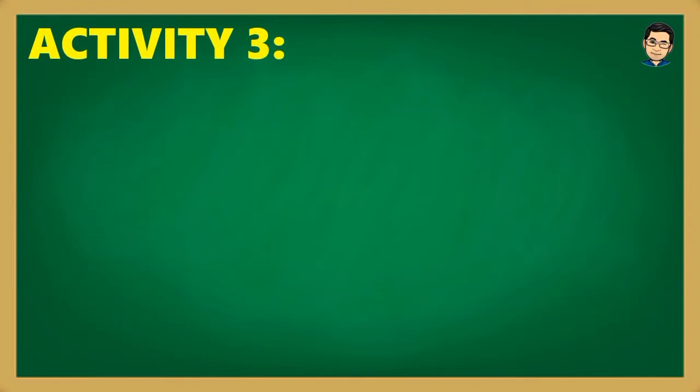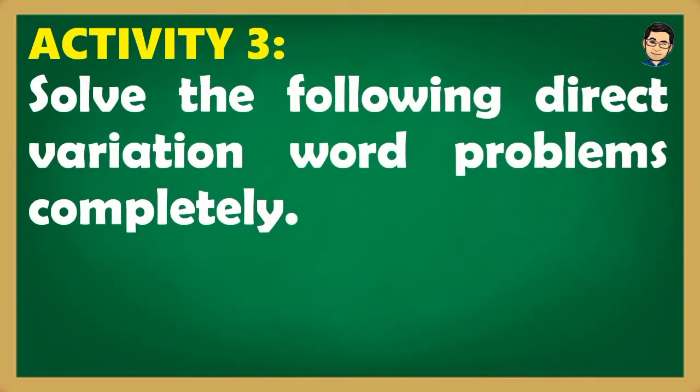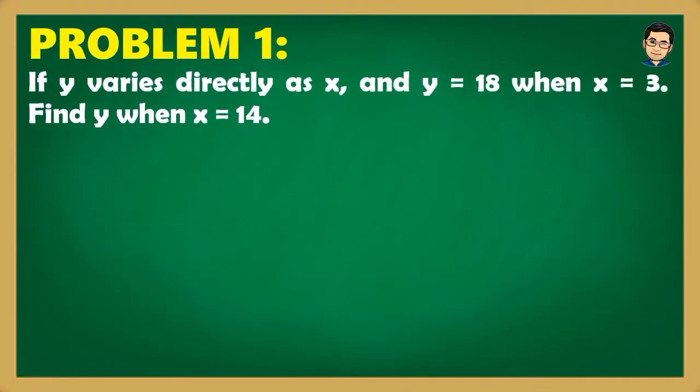For the last activity, we will now solve the following direct variation word problems completely. So, ayan na po yung ating last objective is magsosolve tayo ng real-life word problems on direct variation. So, yung unang problem natin, if y varies directly as x and y is equal to 18 when x is equal to 3, find y when x is equal to 14.